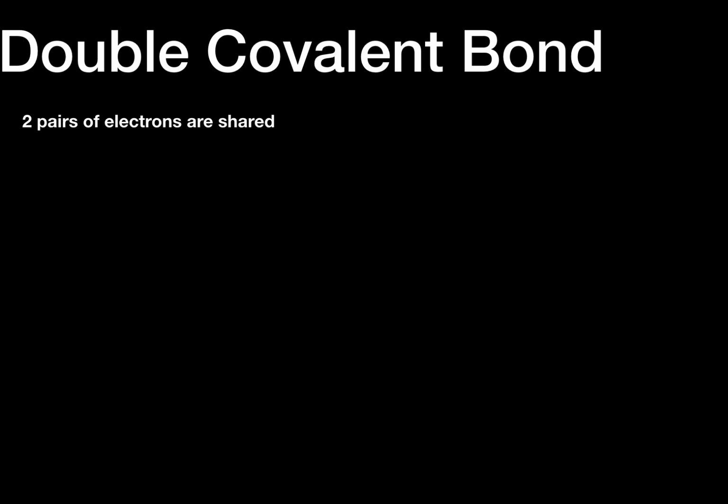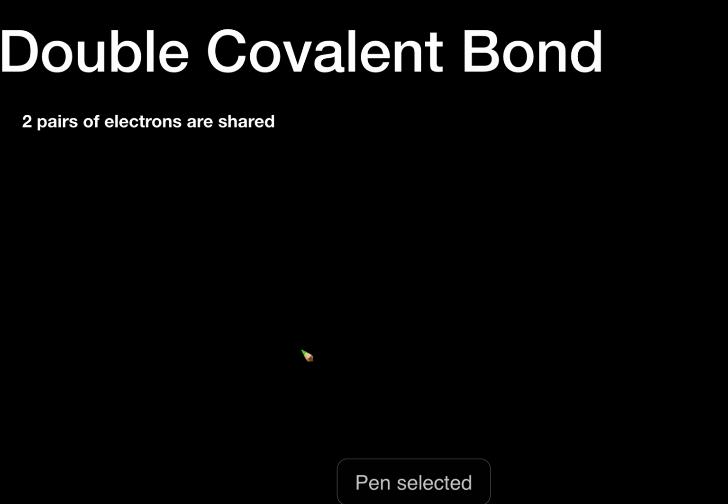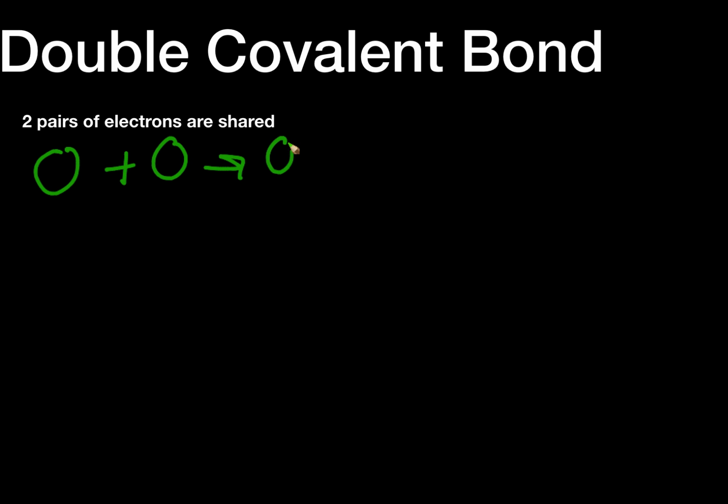Now, double covalent bond, sharing 2 pairs of electrons. So we're going to use, we'll say oxygen. We'll show that. So we have oxygen plus oxygen is going to produce O2. So once again, oxygen 2s2, 2p4 for both of them. The outermost energy level.